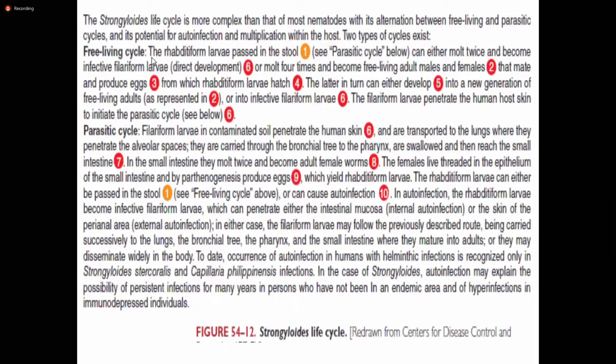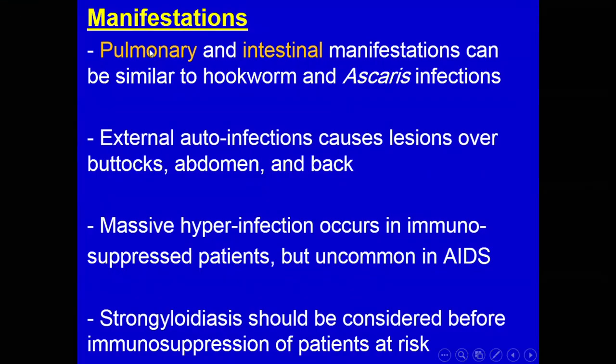Manifestation: it has pulmonary and intestinal forms because the larvae can go to the lung, with pulmonary manifestations similar to hookworm and Ascaris. External autoinfection can cause lesions over the buttocks, abdomen, and back. These larvae can penetrate the skin, autoinfection from the same person. Massive hyperinfection occurs in immunocompromised patients, and for this reason they should be tested for it.